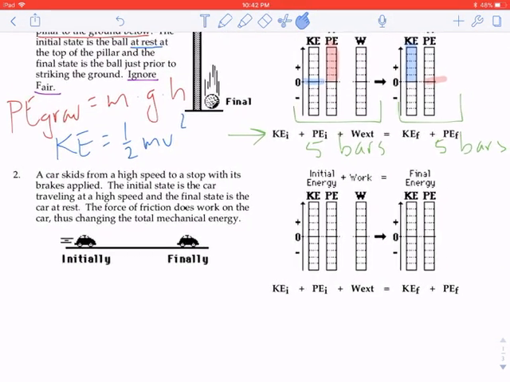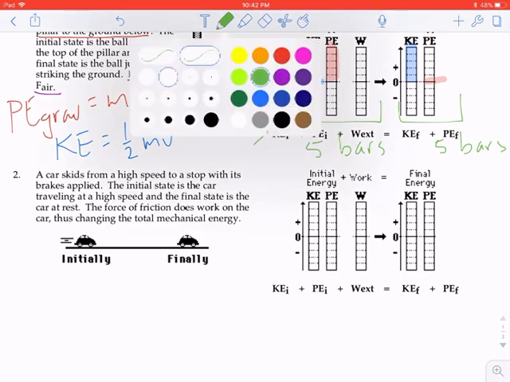So example 2 says a car skids from a high speed to a stop with its brakes applied. The initial state is the car traveling at a high speed, and the final state is the car at rest. The force of friction does work on the car, thus changing the total mechanical energy. So let's look for clues in the language again.